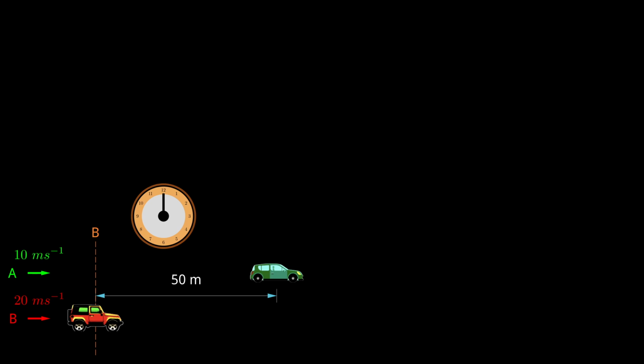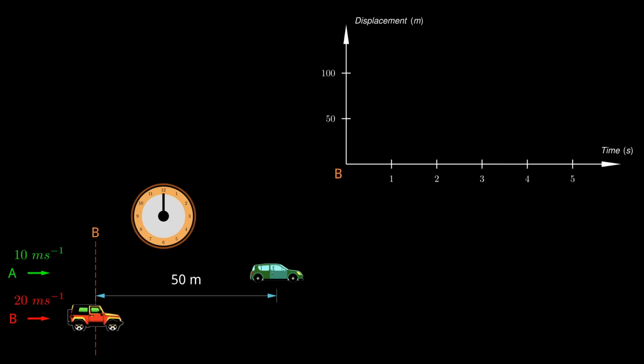When we take measurements from point B, all distances measured to the right will be considered positive, while distances to the left of point B would be negative. However, since all motion is to the right of point B, all displacements will be positive, and the graphs will be plotted entirely in the first quadrant of the Cartesian plane.